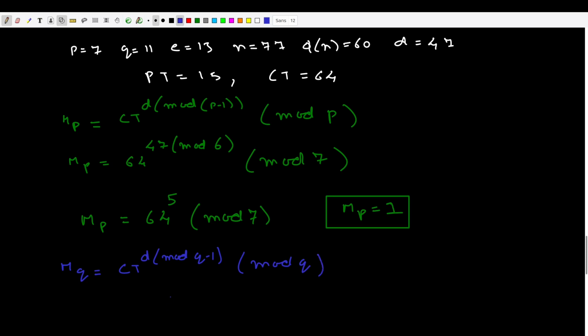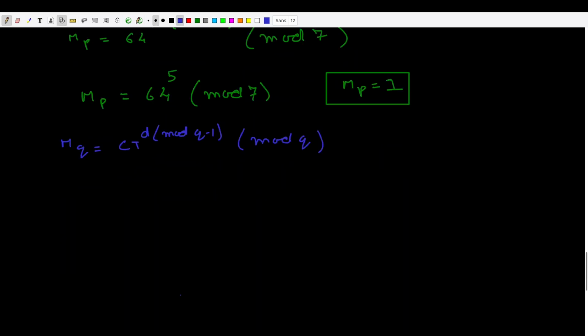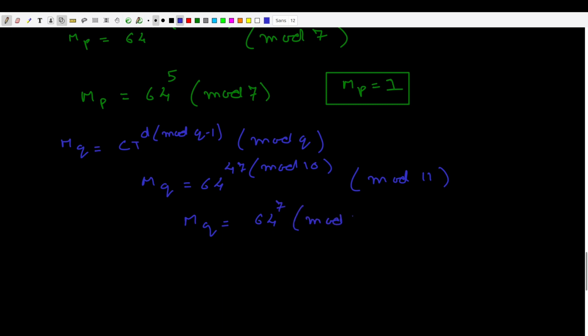So now that simply means MQ equals what? Ciphertext is 64, 47 modulo Q minus 1, Q is 11, so modulo 10, and this is modulo 11. Sorry for this. So MQ is equal to 64 to the power 47 modulo 10, and the remainder here is 7. So this is 64 to the power 7 modulo 11.